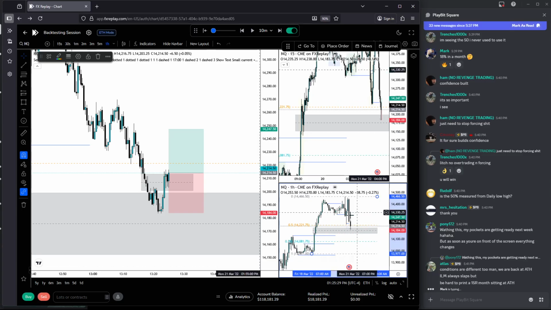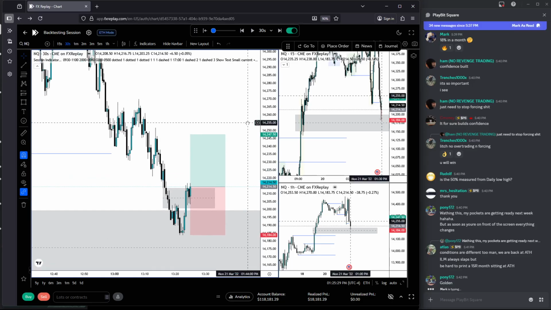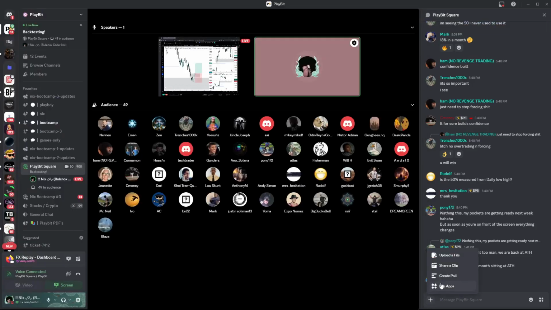It's not that down yet, but it's a good retracement back down. It's near the golden zone, right? It's near 0.68. So it's a good level to look for shorts. I'm going to make a pull.